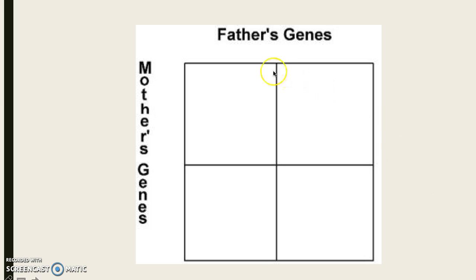So we have the father on the top, the mother on the side, and our 4 blank squares. This time, the father has brown eyes, but he does have a recessive blue eye gene, which means that one of his parents had blue eyes. So we have 1 dominant brown eye gene and 1 recessive blue eye gene for the father. The mother, however, still has blue eyes, and both of her recessive traits are blue. So we have 2 lowercase b's.